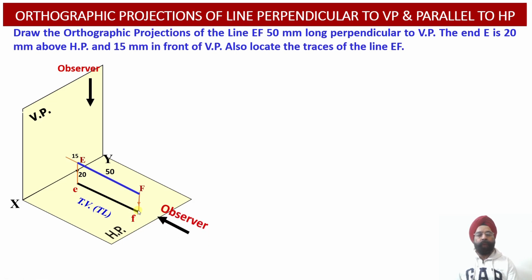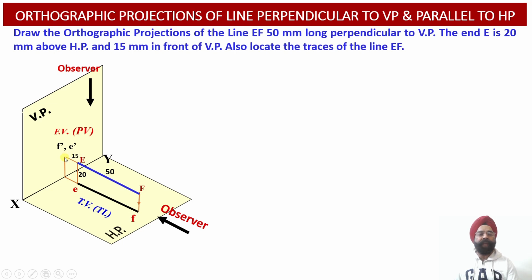Now, when the observer looks at this line from the front, the ends F and E are going to coincide with each other because this line happens to be perpendicular to the vertical plane. Whenever a line is perpendicular to a given reference plane, its projection on that particular plane will provide us with the point view projection of this particular line. So we can see over here that ends F and E are going to coincide with each other in the front view projection, which will be obtained onto the vertical plane.